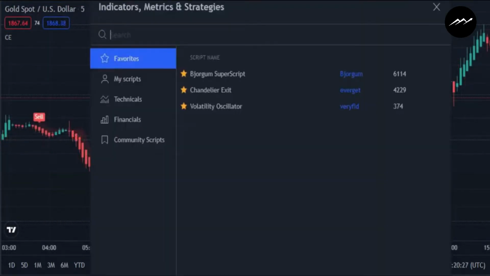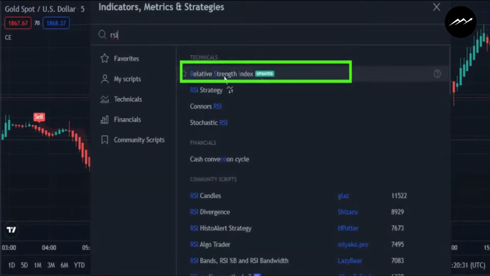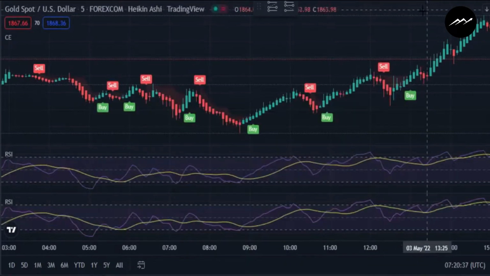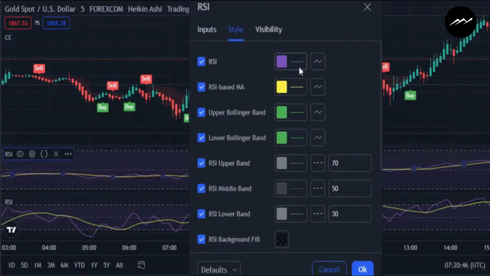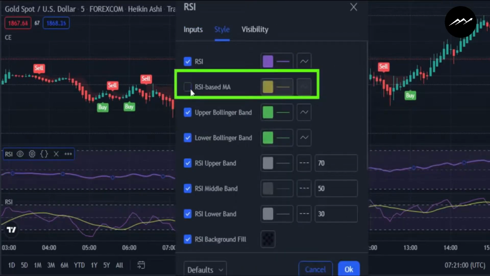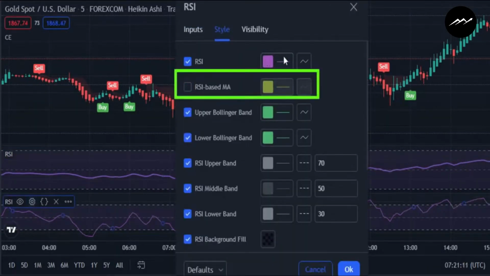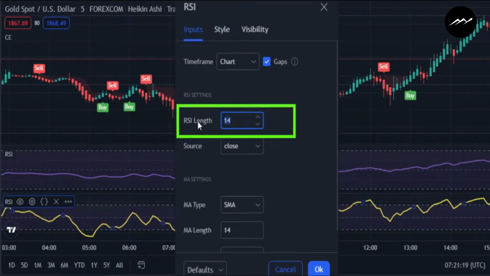Now to remove the fake signals we use the RSI indicator with the new settings. From the indicator section, add two RSI indicators to the chart. Now we have to make some changes in the RSI settings. We change the RSI length to 100 and in the Style tab we also deactivate the RSI-based MA. We change the RSI length value of the second RSI indicator to 25.